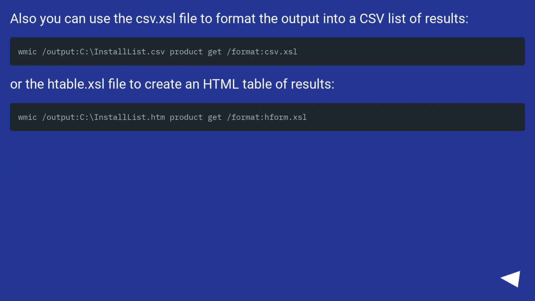Also, you can use the csv.xsl file to format the output into a CSV list of results, or the table.xsl file to create an HTML table of results.